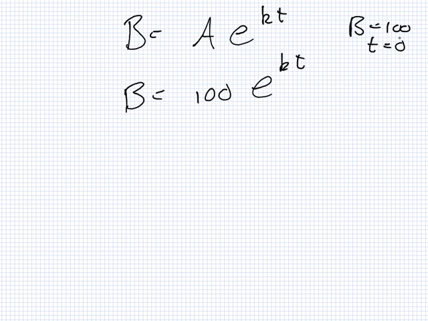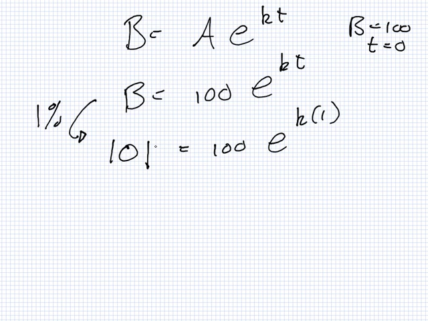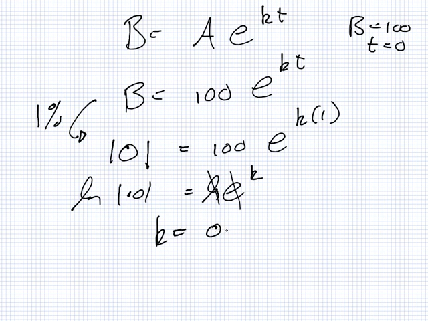After 1 month, what's your bank balance? 101. Why? Because of the 1%. Yeah? So after 1 month it should be 101. So you have 101 equals 100 e^k. 1.01 equals e^k. What's next? Log. Okay, so what's k here? It's log 1.01. What's that, please?